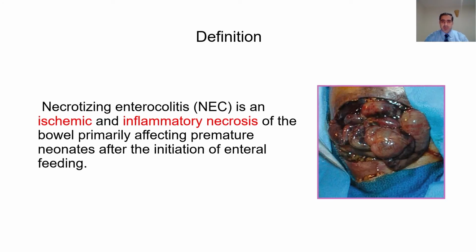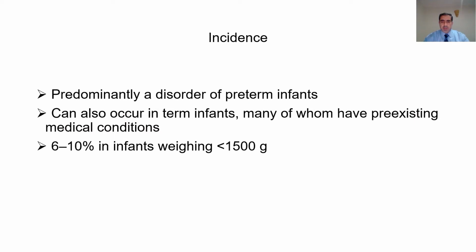Necrotizing enterocolitis is defined as an ischemic and inflammatory necrosis of the bowel, primarily affecting premature neonates after the initiation of enteral feeding. Although incidence is different, we need to know that predominantly it's a disorder of preterm infants. It can also occur in term infants, but many of these term infants do have pre-existing medical conditions. Overall, in very low birth weight babies, the incidence ranges from about 6 to 10%.